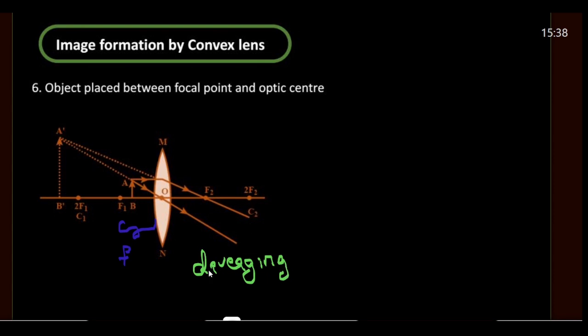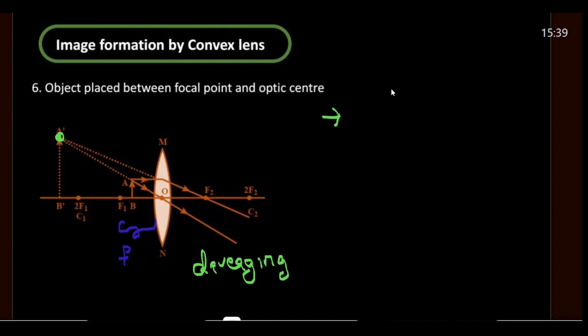Even if we extend them to infinity, there is no intersection of these two lines, right? That's why I'm extending these two rays in the backward direction, so that these two intersect at this point. At this position, we can expect the image.